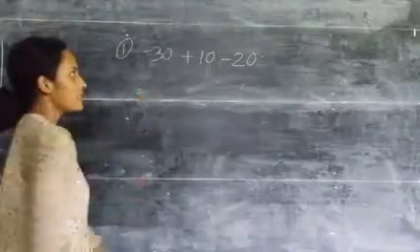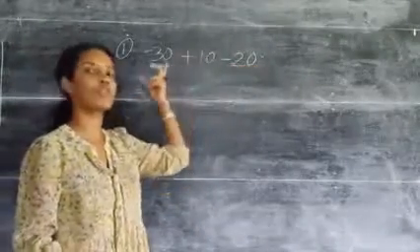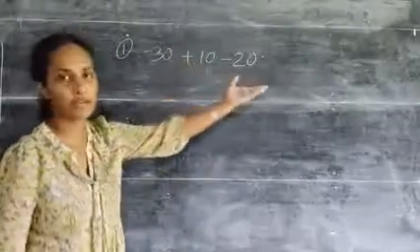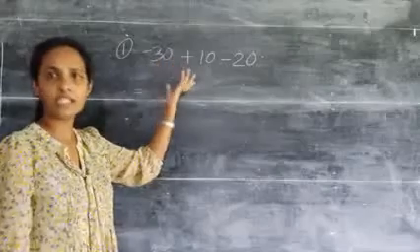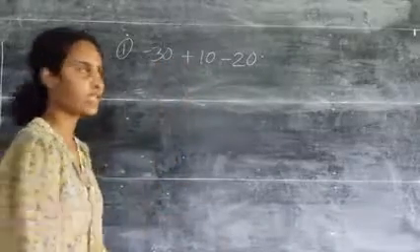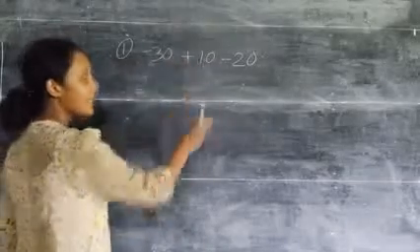Now look here. First take 2 at a time. There is no order. It can be from the back side also, it can be from the front side also. You can take any 2 numbers from the front or from the back. Since from the front is usual, everyone will do it from the front. So let's take from the front itself. Now the first 2 integers. What are the first 2 integers? Minus 30 and 10, right?